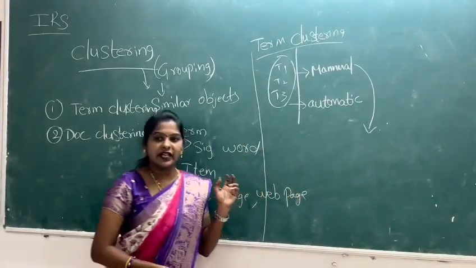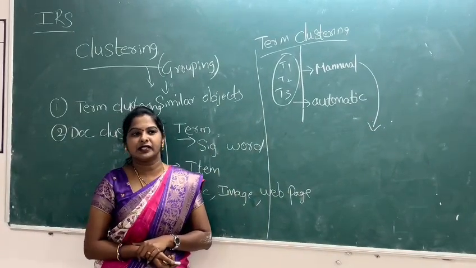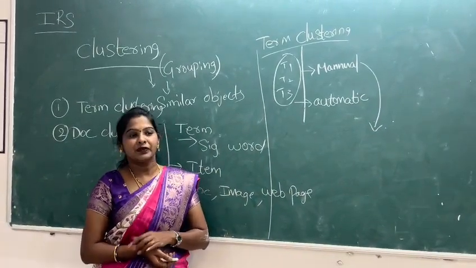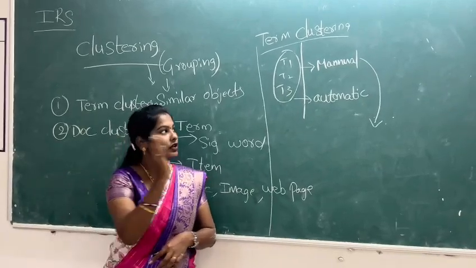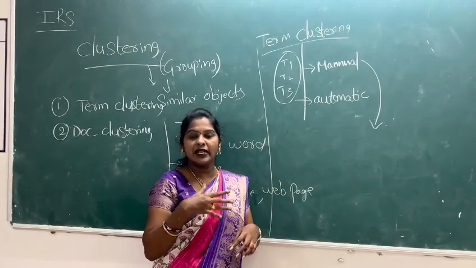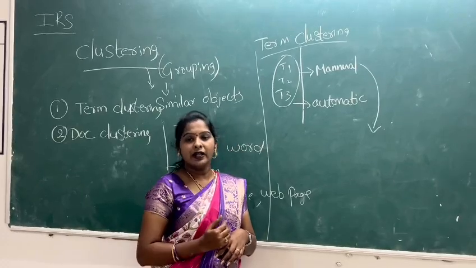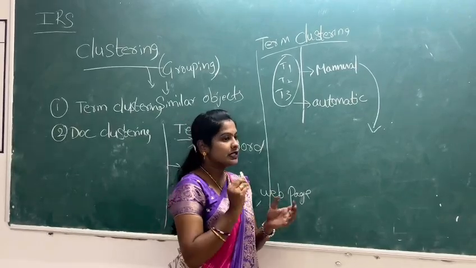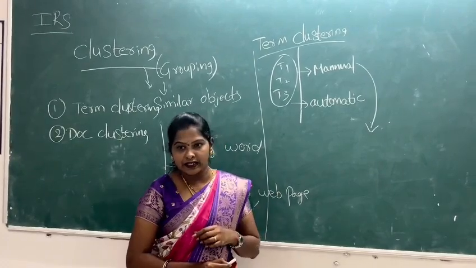The main example for manual clustering is our library management system or filing system. One term is assigned to one category. So manual clustering is done by humans. Manually we are following some rules, some techniques and we are doing the clustering. So a simple example for term clustering, let me take an example.